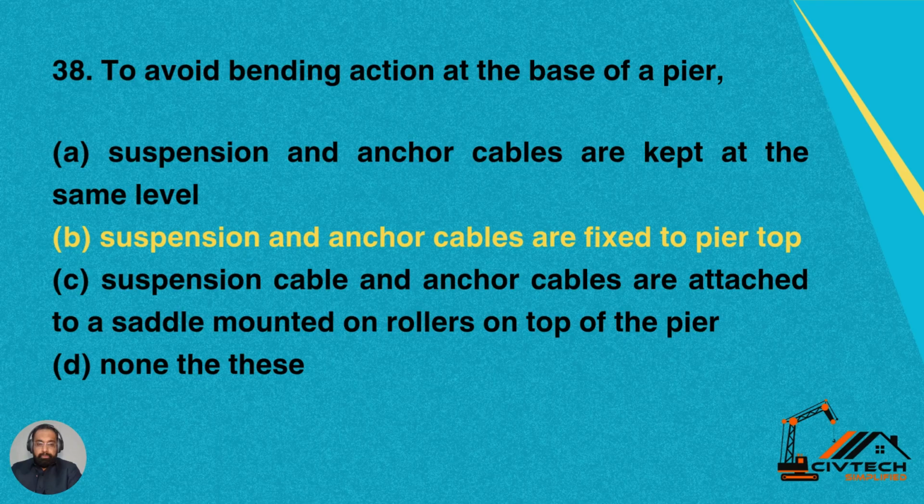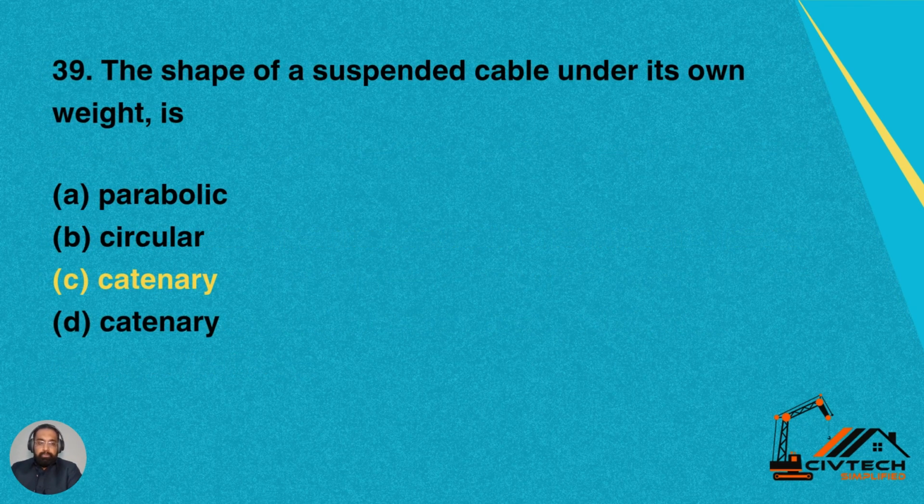Question 38. To avoid bending moment at base of a pier, option A, suspension and anchor cables are kept at the same level. Option B, suspension and anchor cables are fixed to pier top. Option C, suspension cable and anchor cables are attached to a saddle mounted on roller on top of the pier. Option D, none of the above. So B is the correct option. To avoid bending moment at the base of the pier, suspension and anchor cables are fixed to the pier top.